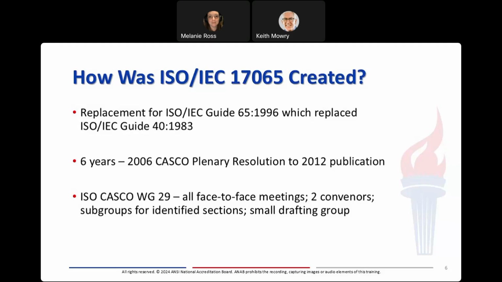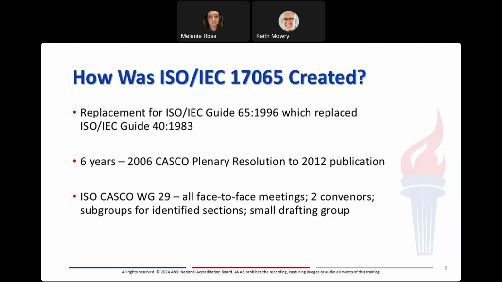Now, obviously, this was way before COVID, right? And ISO CASCO formed Working Group 29 to do this work of creating 17065, and all the meetings were face-to-face. We did not have remote participation technology really in effect at the time. And the work took so long that we went through 2 different conveners. Our first convener led us for about 4 years, and then we were lucky enough to have a second convener who came on board for the last few years to finish the work. Working Group 29 was broken up into subgroups that would write different pieces of 17065, and then there was a small drafting group that combined all the pieces into the drafts that actually got balloted.